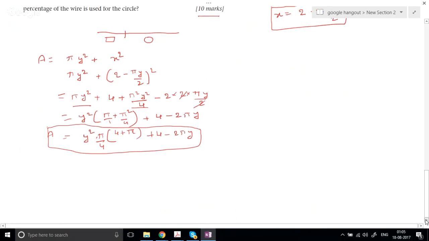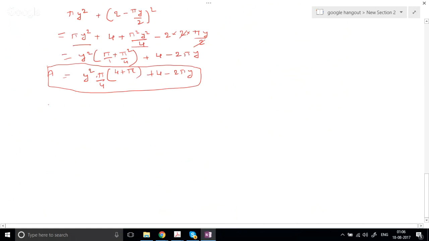Now dA by dy. Apart from the y terms, everything else is constant here. All these terms are constant, so we'll keep them as they are. So pi by 4, 4 plus pi, and the differentiation of y square happens to be 2y, plus the differentiation of 4 is 0, minus 2 into pi, and the differentiation of y is 1. So we end up getting this.